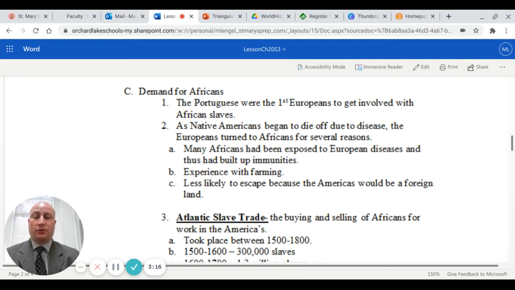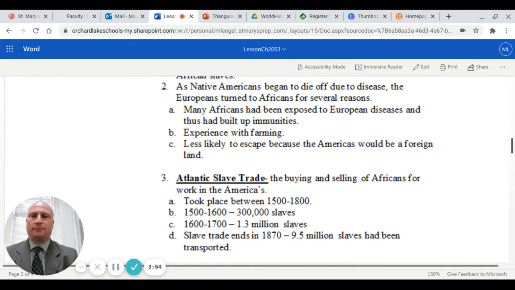So obviously, if you're doing sugar plantations and tobacco plantations, having experience with farming would be something that they would be looking for. And then this one I tend not to agree with too much, but what European slaveholders would say is that they thought Africans would be less likely to escape than a Native American slave because the Africans would be in a foreign land. I don't really know how much that is an issue there, but that is something that was stated in the historical documents and primary sources when looking into this topic.